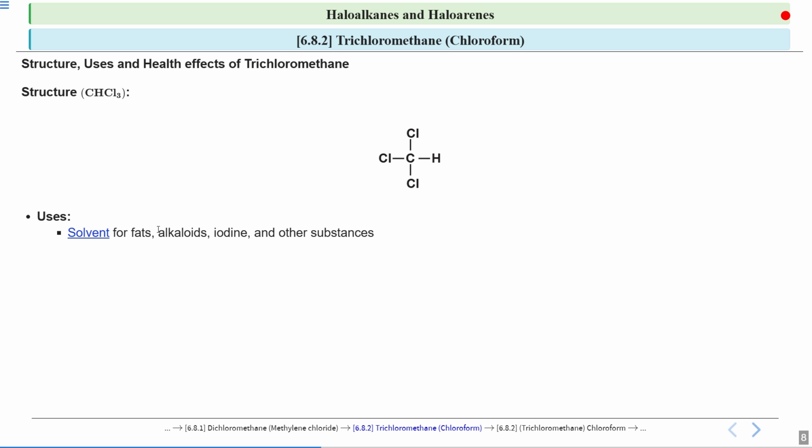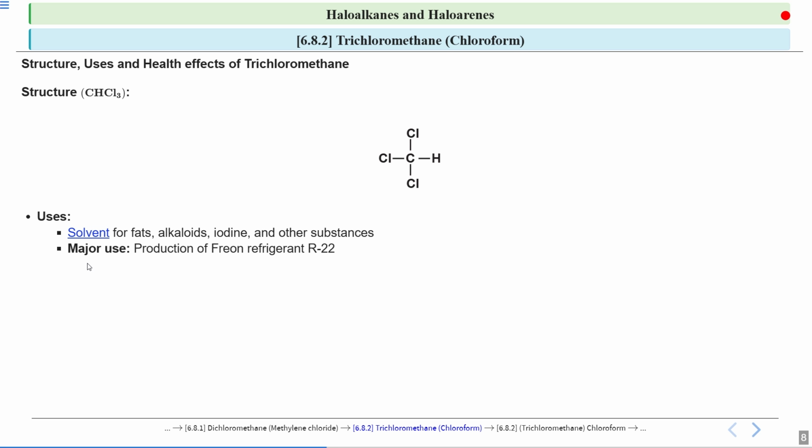Fats are long chain structure compounds. Alkaloids are natural organic compounds which contain at least one nitrogen atom. Iodine is iodine, and the other substances. So for all these substances, trichloromethane or chloroform acts as a solvent.